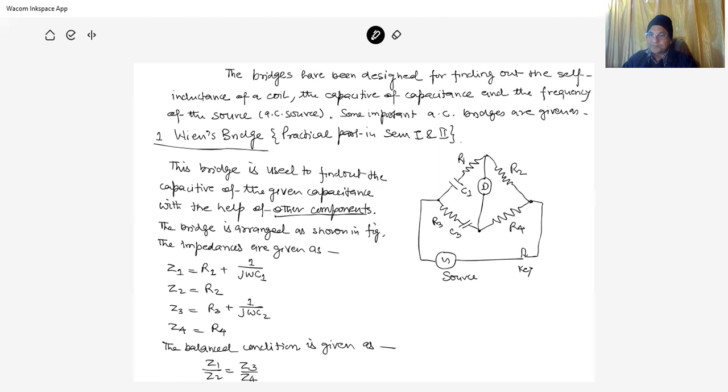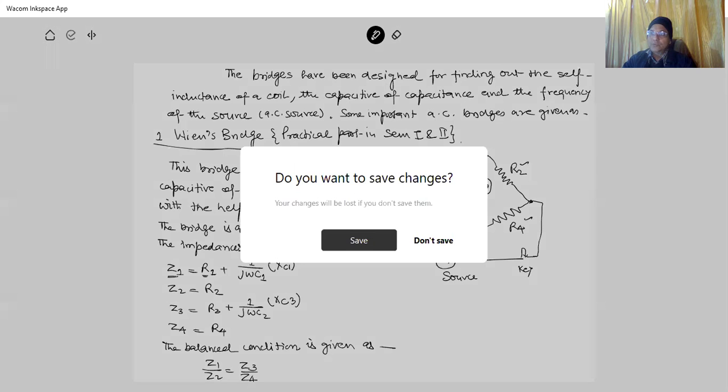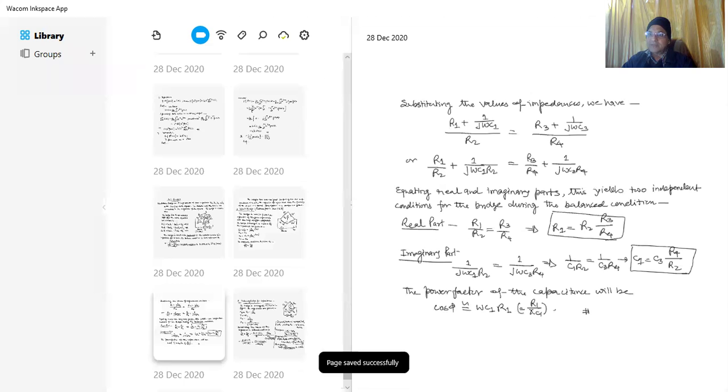Then impedance Z1 is equal to R1 plus 1 upon j omega C1. This is XC, the impedance offered by capacitors. Then Z2 is equal to R2, and Z3 is equal to R3 plus, again, XC, that is 1 upon j omega C3, and Z4 is R4. So the balance condition is given as Z1 upon Z2 is equal to Z3 upon Z4.